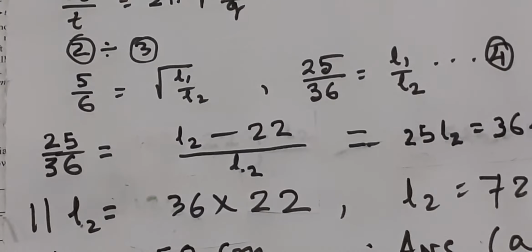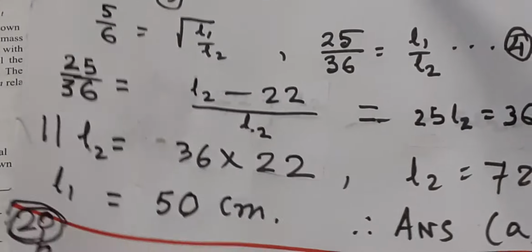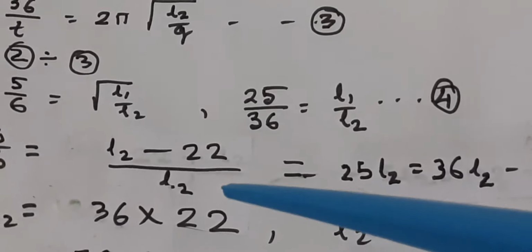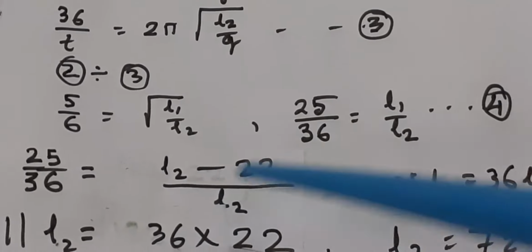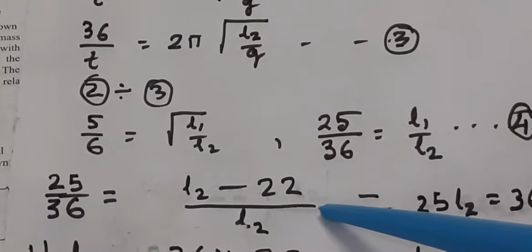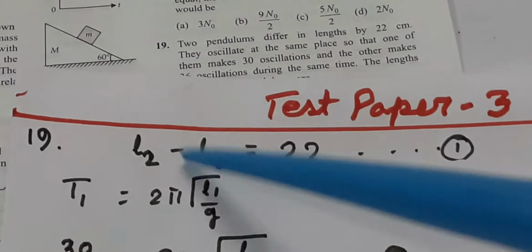Now, we have to simplify between the first one. We have already seen that in the first one, L2 minus L1 is 22. From here, substitute in this equation L2 minus 22 instead of L1.